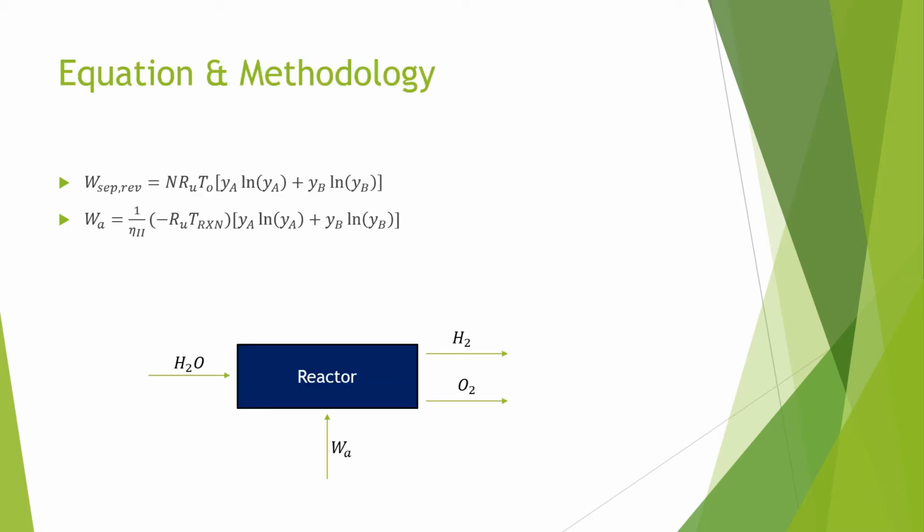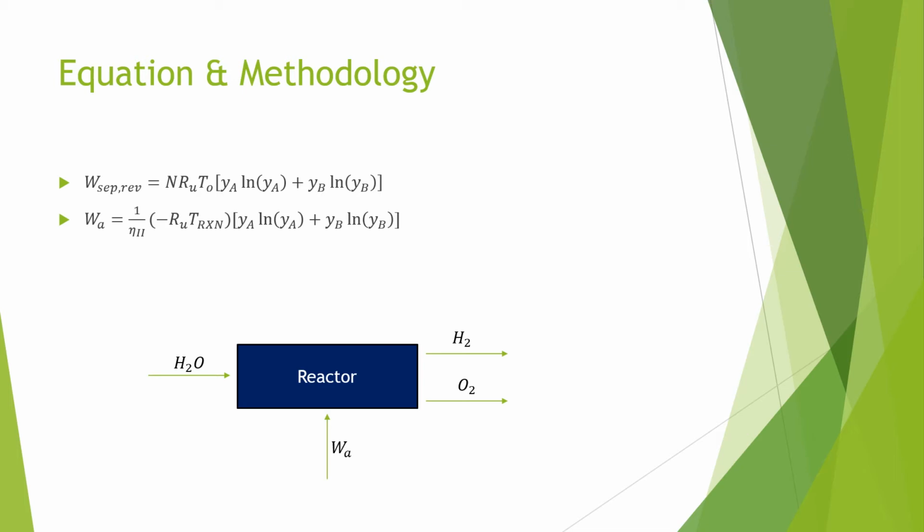To find the separation work, we first start with this first equation, which is the separation work reversible, and we take the number of moles times the universal gas constant, which is 8.314 times 10 to the negative third kilojoules divided by the quantity of kilomoles times Kelvin.